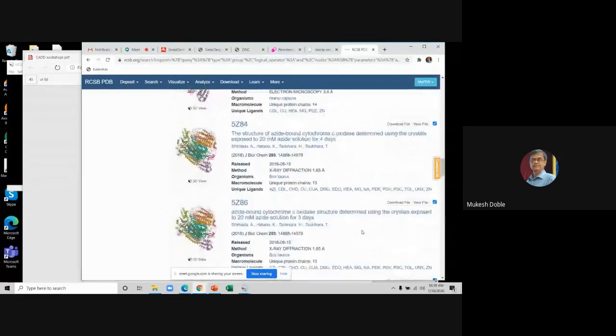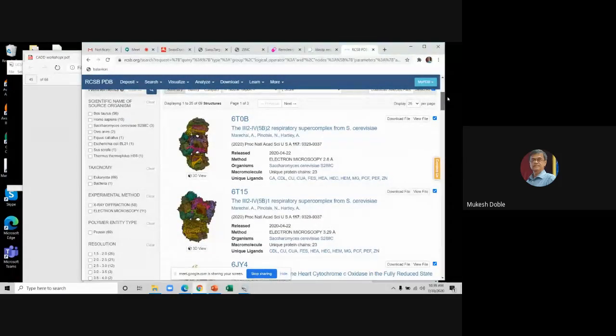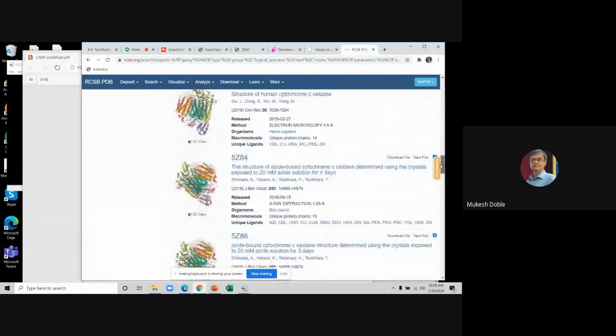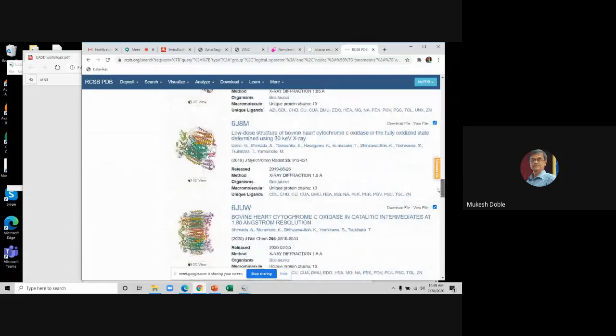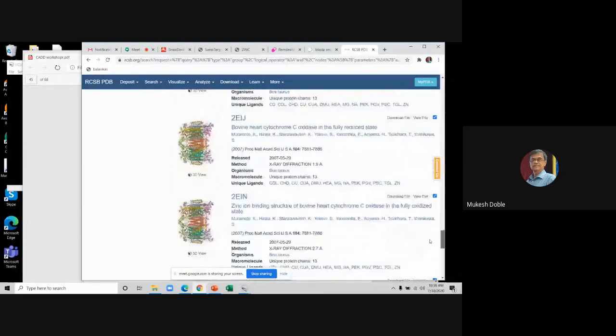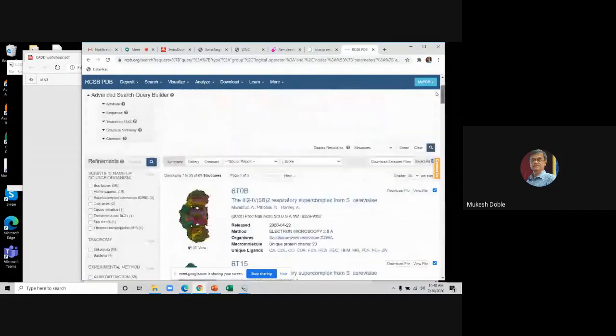So you'll find different COX-2s from different sources, and of course there will be some differences in the sequences. Depending upon the type of research you are doing, you can take the particular 3D structure of the protein for your research. There are different sources and different ligands bound to it, sometimes in closed form, meaning no ligand is bound, or sometimes in open form. So you can see lots and lots of COX-2s. Then there is another page next, and so on. So this is the bovine heart oxidase that you can see. Different types of COX-2s are stored in this particular database.